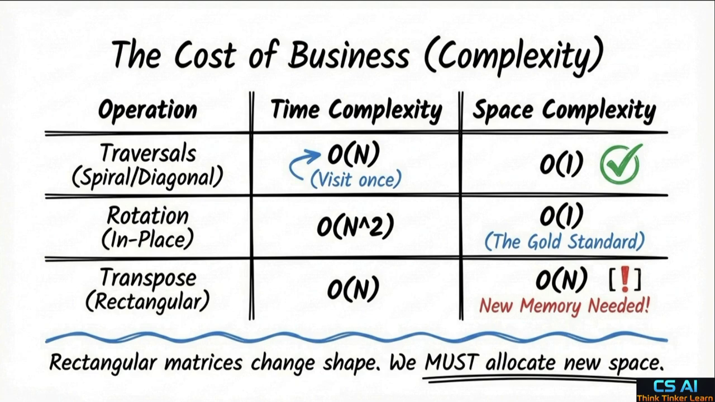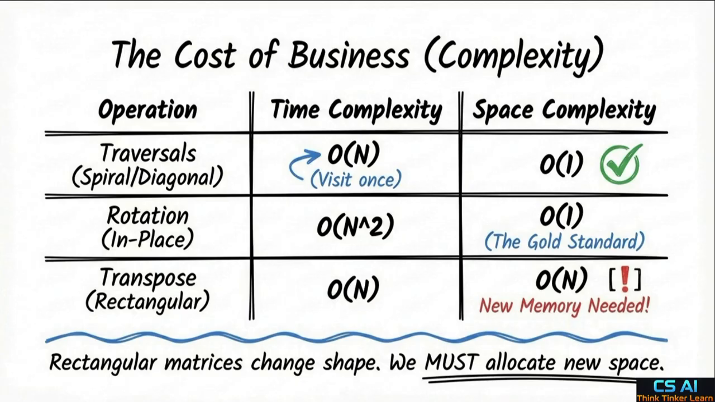Let's look at the cost of business. Performance matters. Traversals. Whether spiral or diagonal, you visit every element exactly once. That's O(N) time, where N is the total cells, and O(1) extra space if you're just printing or summing. Rotation. To do this in place, it is O(N squared) work, because N here is a side length, but the O(1) space is the gold standard you're looking for.